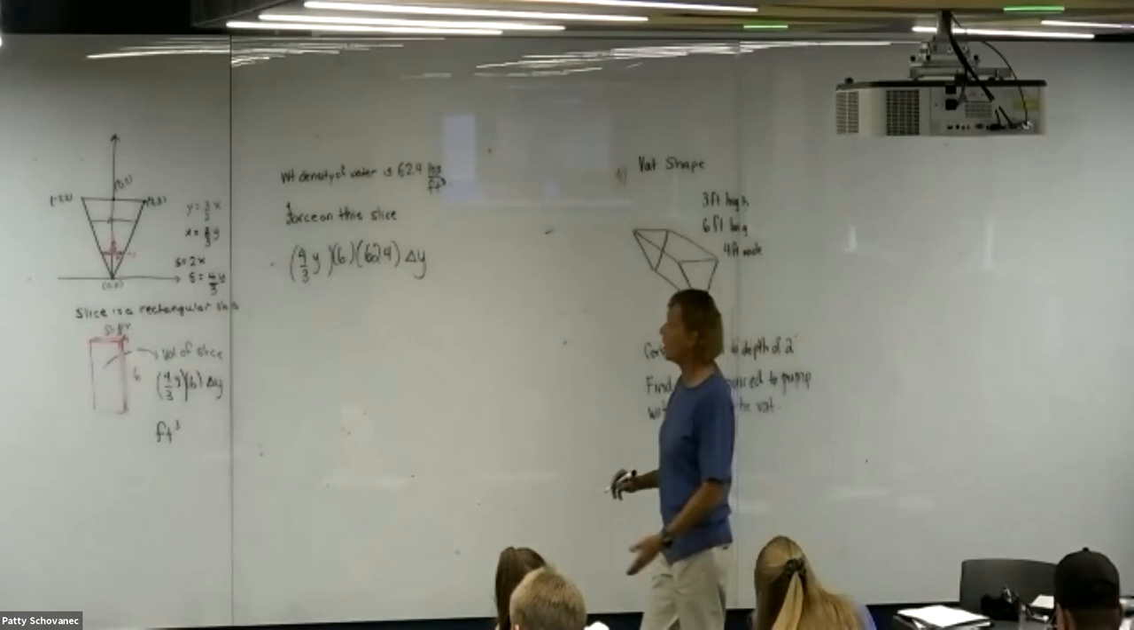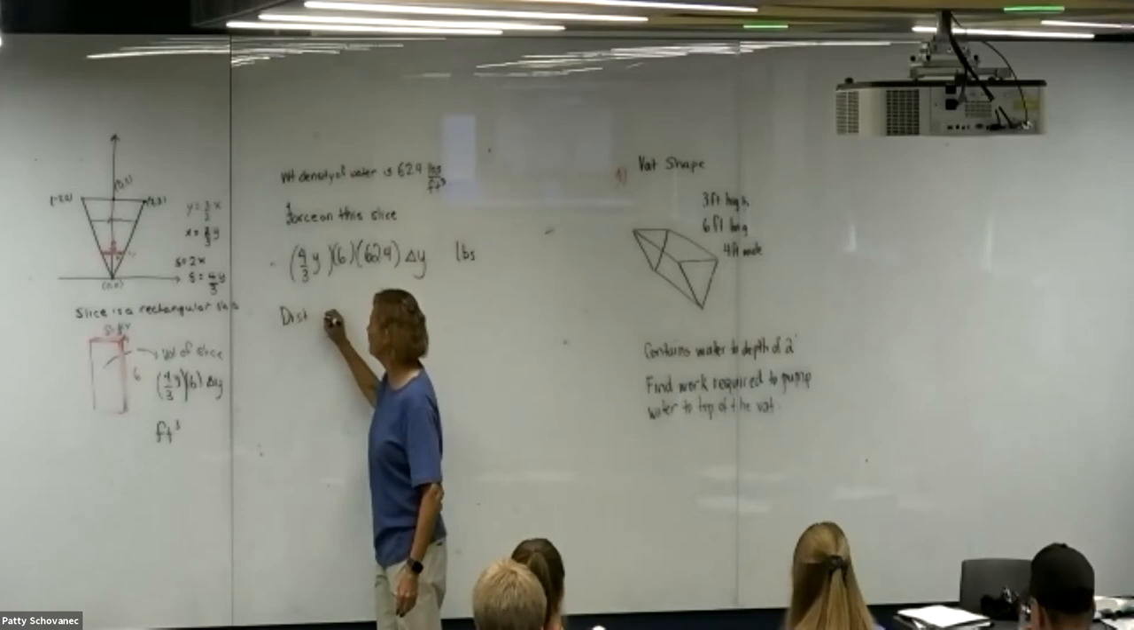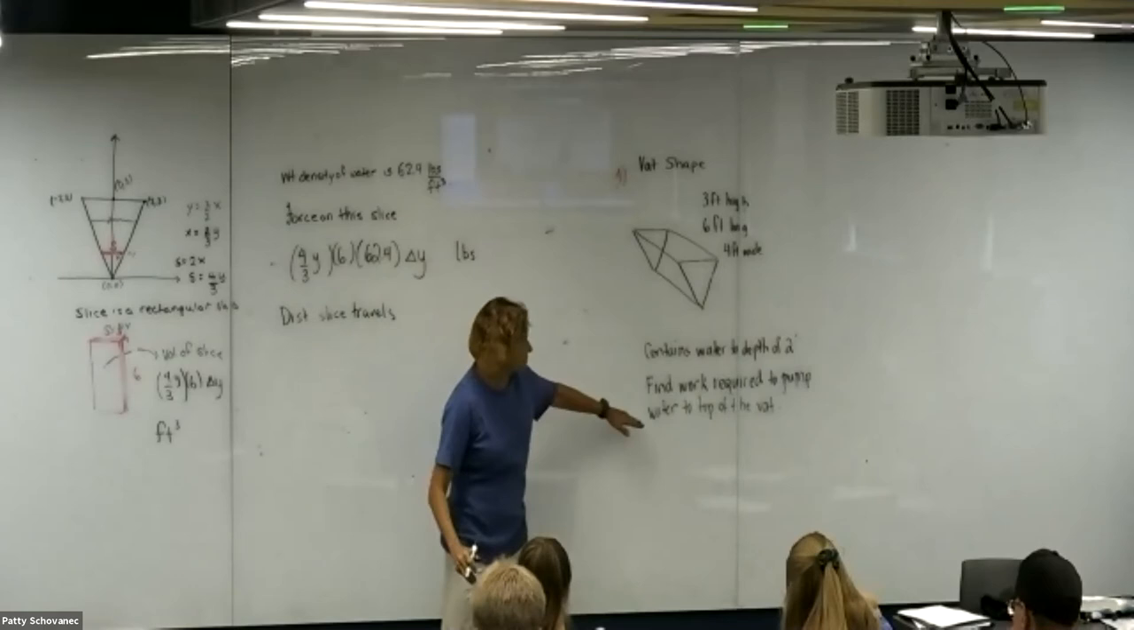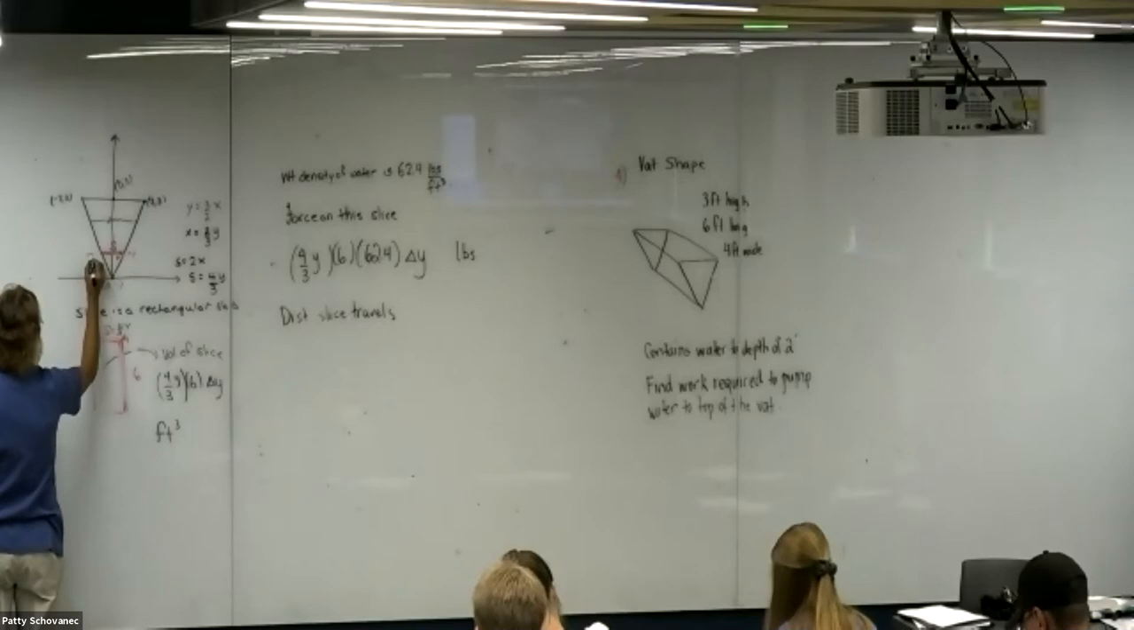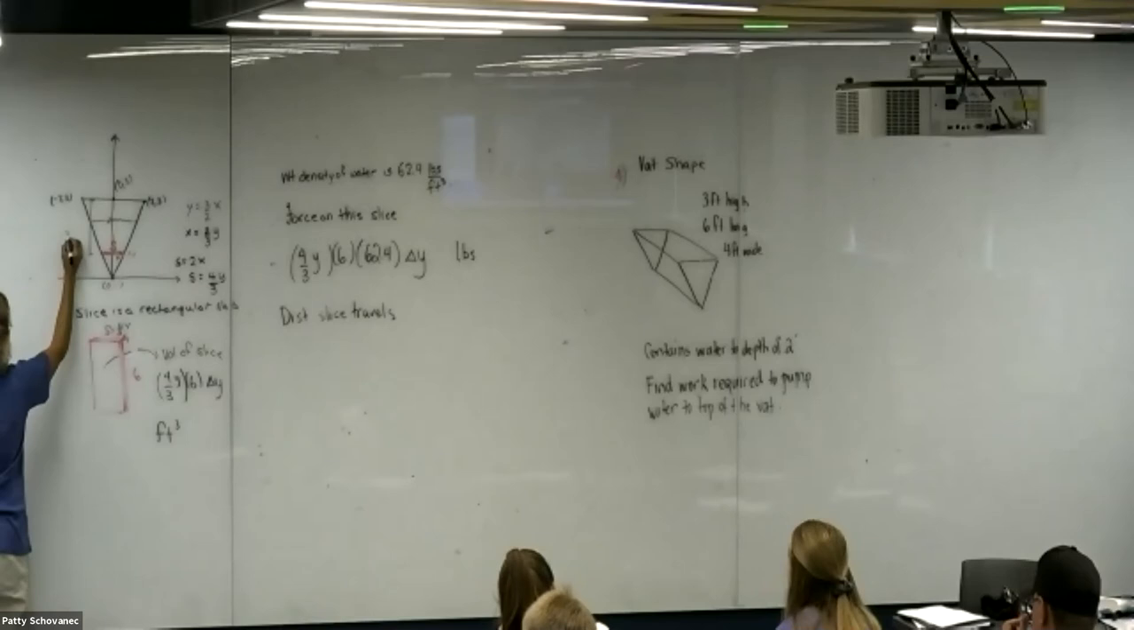Now we need our distance that this slice travels to get it to where we say we're going to put it. We're going to put it to the top of the vat. So right now, it's at some y coordinate here, and we're going to take it to the top of the vat. So what do you write as the distance? 3 minus y.